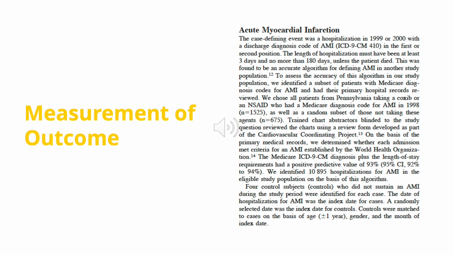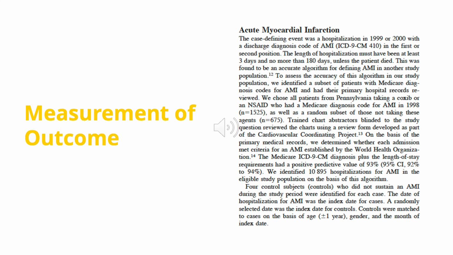So the length of the hospital stay for the AMI had to have been at least 3 days and no more than 180 days unless the patient died. And this was an accurate algorithm in order to identify acute myocardial infarction in another population, so they thought it was valid for this particular study. I think that those are all the details that I want you to take away from this particular section.